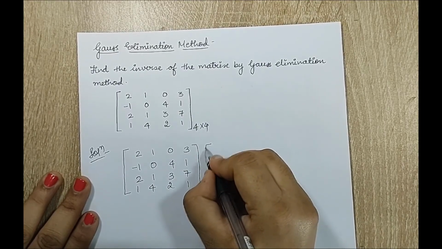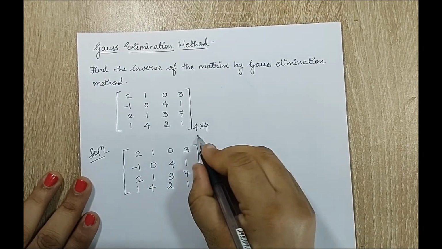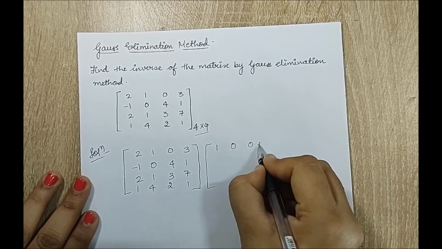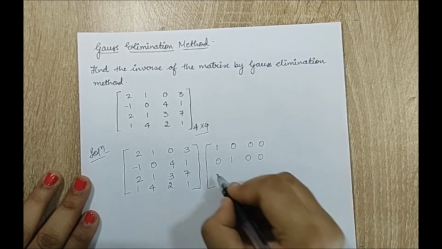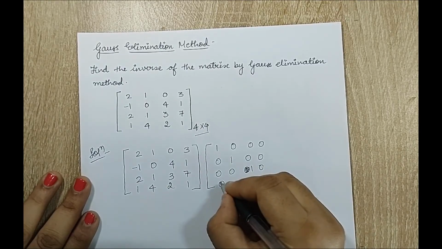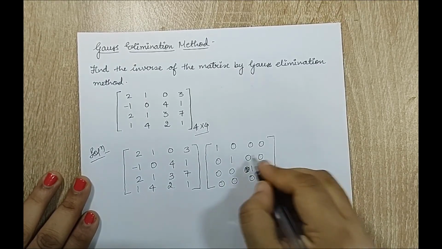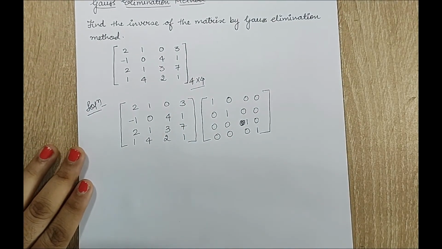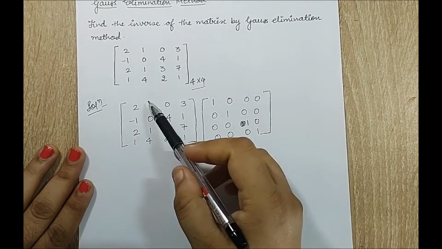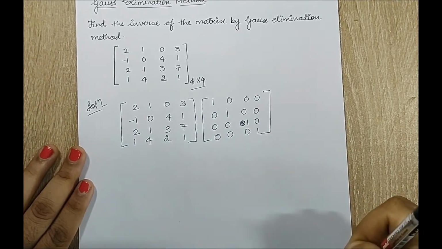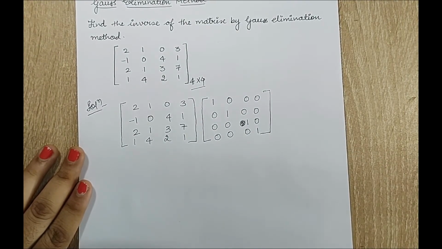Since it is 4 by 4, I am going to multiply a unit matrix of the same order, which means it should be a 4 by 4. So 1, 0, 0, 0, 0, 1, 0, 0, 0, 0, 1, 0 and 0, 0, 0, 1. So this will be my unit matrix. Now I am going to convert this matrix into this form, and the unit matrix which I have written will ultimately get converted into a different matrix altogether with different elements, and that will be the inverse of this matrix.